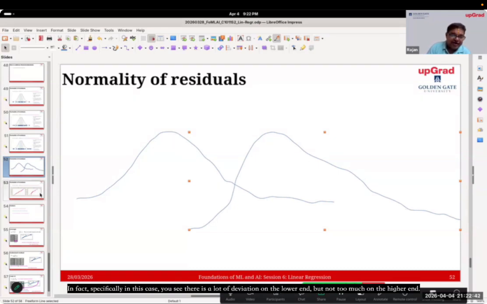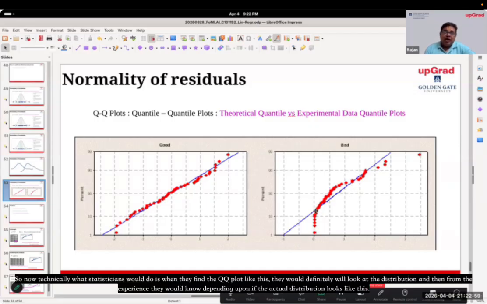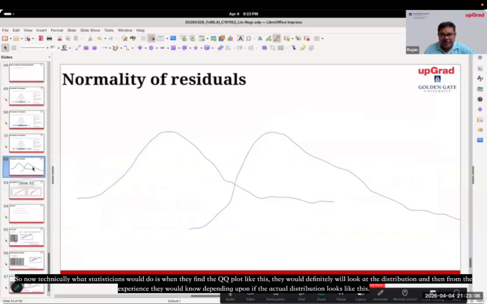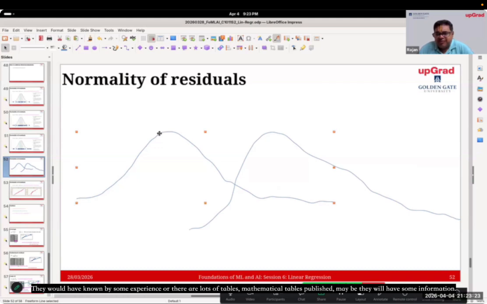In fact, specifically in this case, you see there's a lot of deviation on the lower end, but not too much on the higher end. So this probably is a skewed distribution with some kind of errors also there. Technically, what statisticians would do when they find a QQ plot like this is look at the distribution, and from experience they would know, depending upon what the actual distribution looks like, what kind of transformation helps bring it back to normality. They would have known by experience, or there are lots of mathematical tables published. Maybe they will have some information.